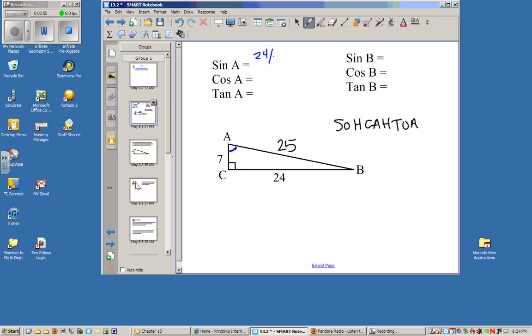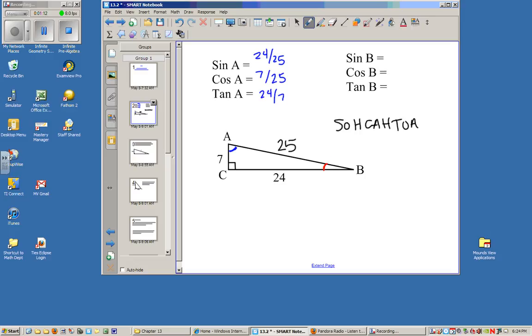So the sine of A equals 24 over 25. Our adjacent side is 7, and our hypotenuse again is 25. For tangent we have opposite over adjacent, so our opposite is 24, and our adjacent side is 7.